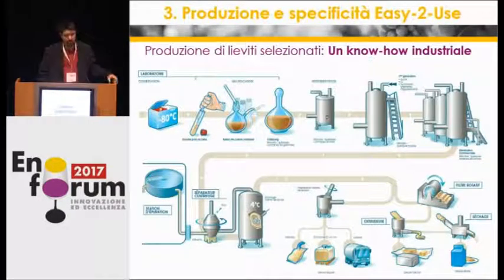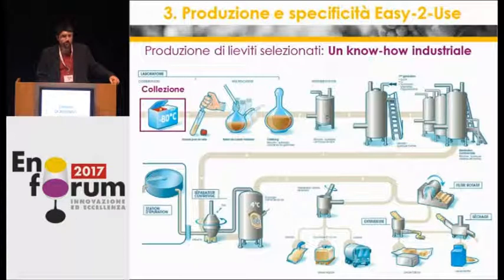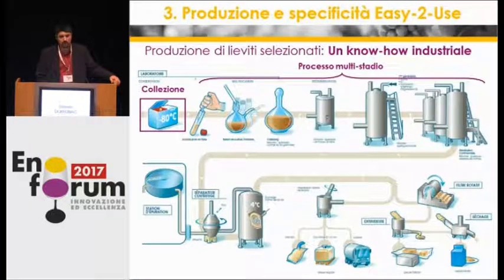Now, this is the production of yeast. It is just summarily represented with all the various steps in industrial production, beginning with collection, which might be in glycerol at -80 for strains that are not frequently produced, or they can be produced at 4 degrees for the strains that can be produced industrially and therefore also more frequently. The process in itself is a multi-step process.